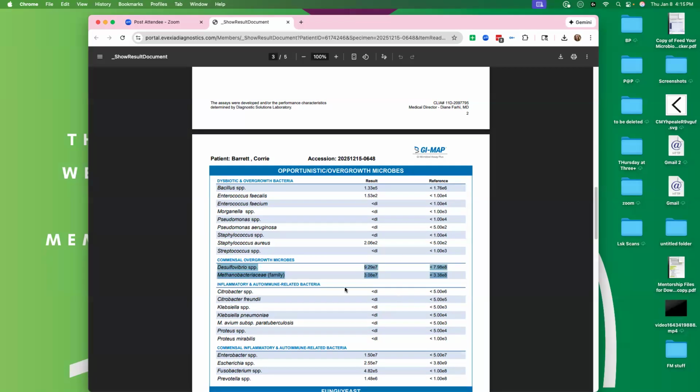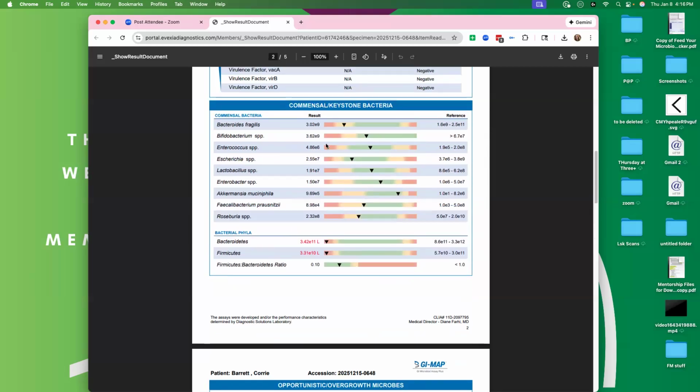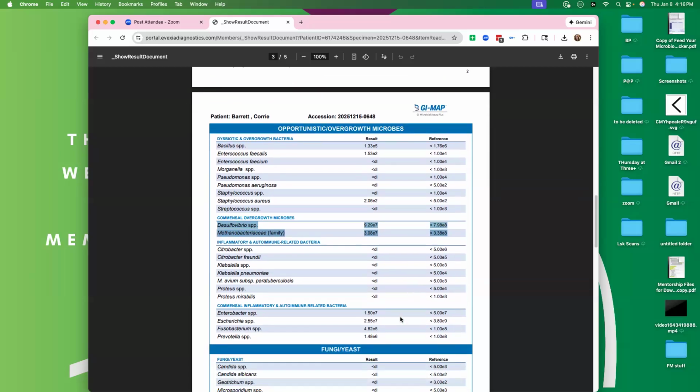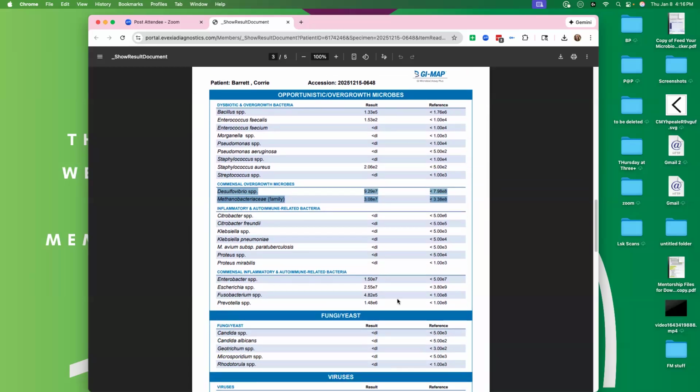And obviously, if you're having symptomology around that, then these are things that we're going to have to look at. They're opportunistic and they overgrow when there aren't enough of those commensals that we saw back in this section. Because these are low, it's giving room for these to grow. These are ones that are overgrowing that can cause inflammation and autoimmune type issues.